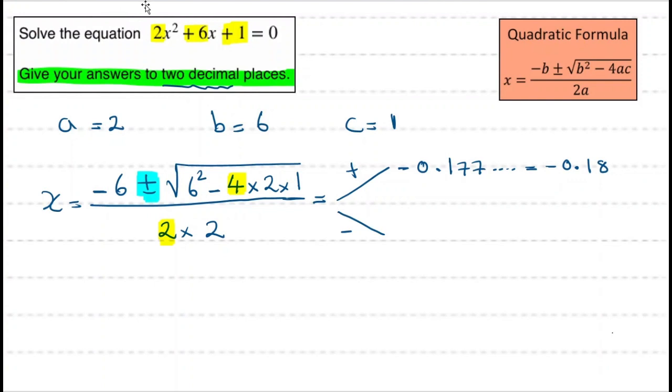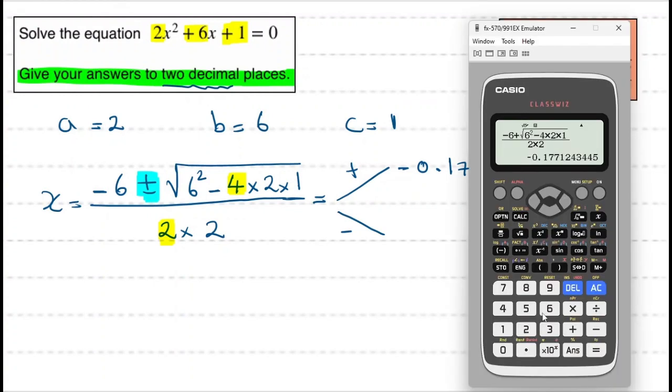Then as you can see here in the first solution, we've used the plus sign. Now we want to use the minus sign. We don't need to clear the screen of our calculator. We only use the left arrow button on the calculator, and we keep going back until we reach the left hand side of the square root sign, and then we delete the plus sign and replace it with the minus sign, and we press the equal button on the calculator.